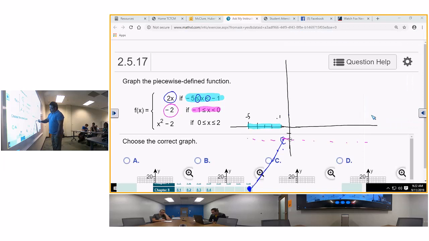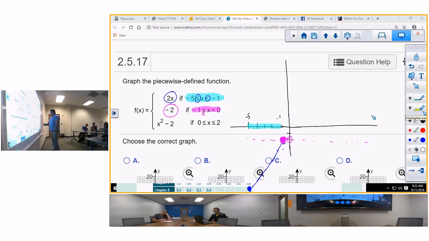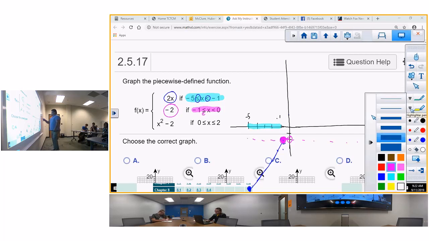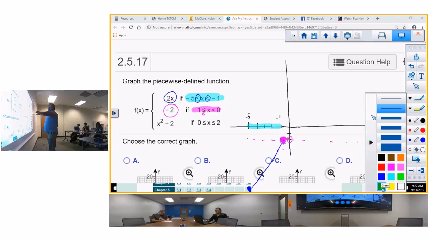And what kind of circle goes on the left side? Closed, which cancels out the blue one. Exactly. Ain't that pretty? And then this is an open circle at 0. Now we're going to do x squared. All right, x squared minus 2.